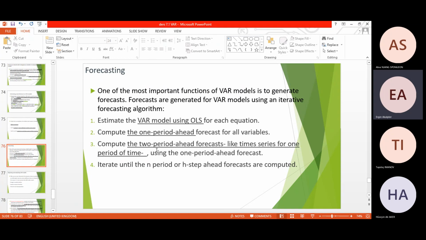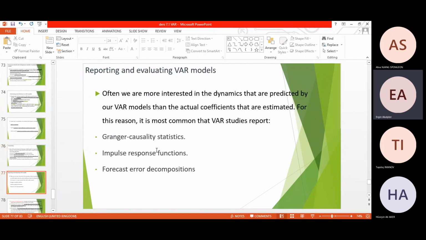One of the most important functions of the VAR model is to generate forecasts. The VAR model uses the iterative forecasting algorithm: estimating the VAR model using OLS for each equation, computing the 1 period ahead forecast for all variables, computing the 2 period ahead forecast using the 1 period ahead forecast, and iterating until the n period ahead forecasts are computed.